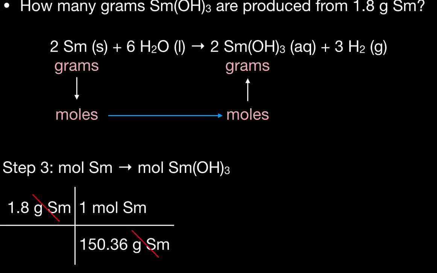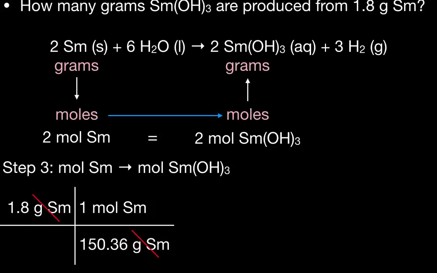Next, we need to convert moles of samarium into moles of samarium-3 hydroxide, which is the product. We will do that by looking at the coefficients in the balanced chemical equation. Here you can see that 2 moles of samarium will produce exactly 2 moles of samarium-3 hydroxide, according to the coefficients in the balanced chemical equation.